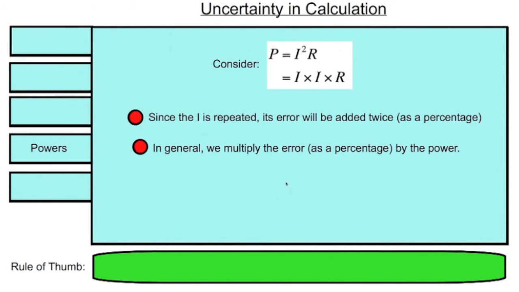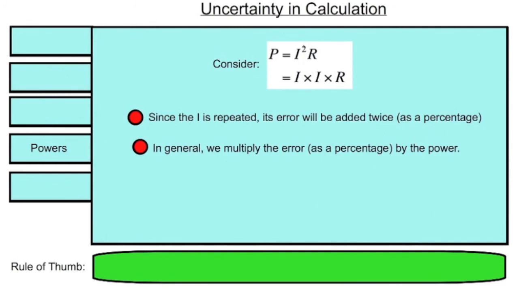When you're dealing with powers, this is something you should be able to figure out just by how we had to deal with multiplication. If I squared is in this formula here, P equals I squared R for power, then of course I squared means I times I. So if you have I times I times R, you're going to have to take each of the absolute errors for each of these three factors, change them into percentage errors, as we showed earlier, and then add them together.